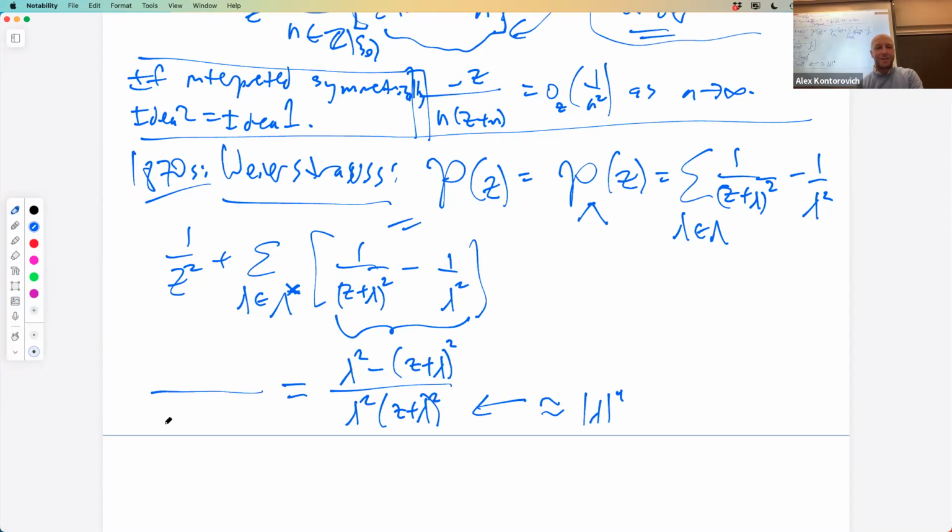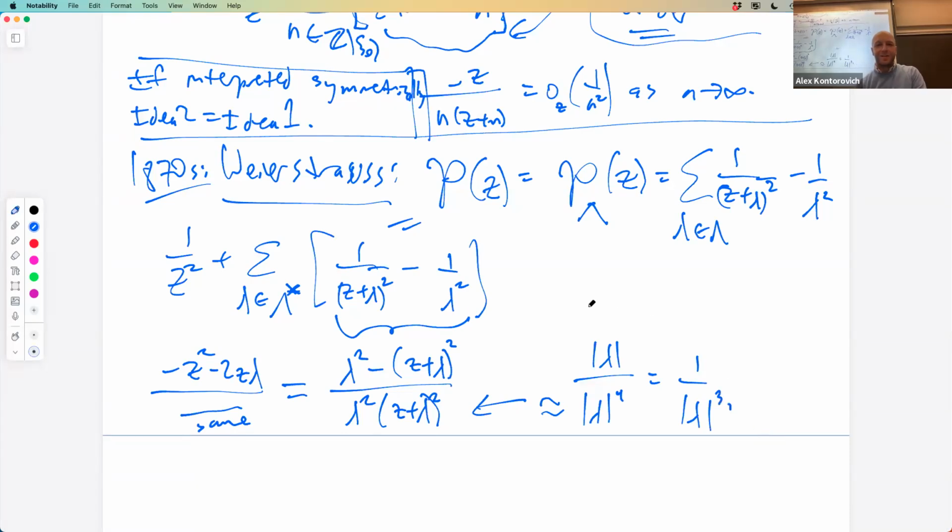So the denominator stays the same. And how about the numerator? The lambda squared and the minus lambda squared will cancel. I'll get a minus z squared and a minus 2z lambda. So for large lambda and z not equal to 0, the numerator grows like lambda. And so there's our 1 over lambda cubed.